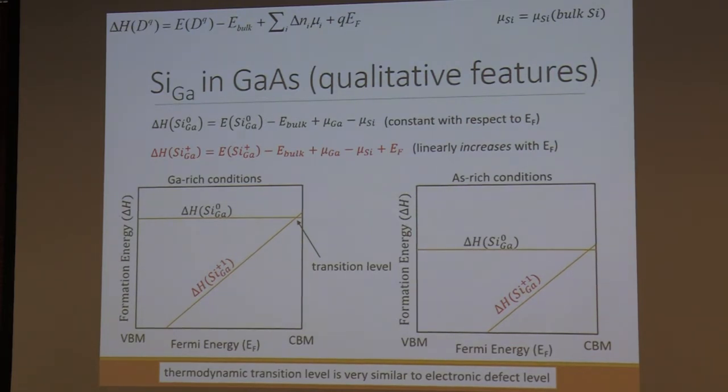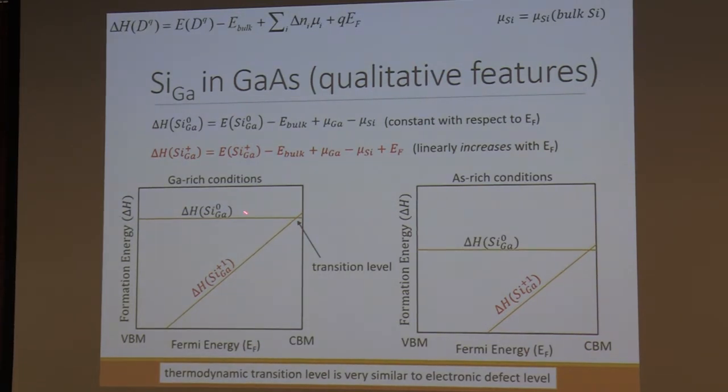So in that case, you don't remove an electron from the system. So that's this top equation. It's just the same, except we don't have this Fermi energy dependence. In the formation energy equation, we have this plus Q times EF. So Q is just the charge state of the defect. So in this plot, this line here represents the formation energy of the neutral defect. It's just a constant throughout the whole plot.